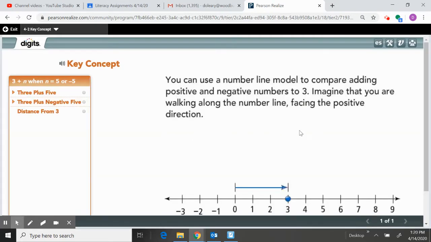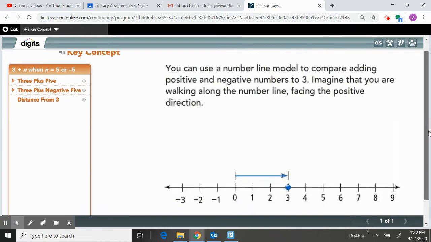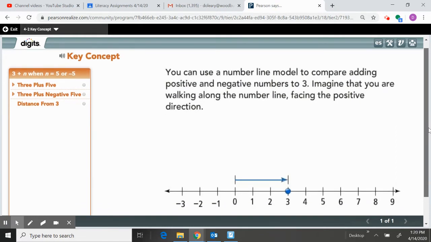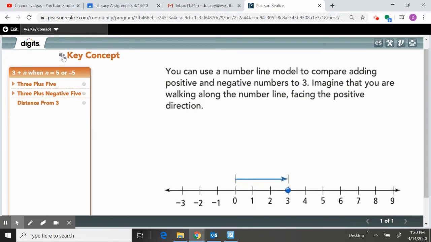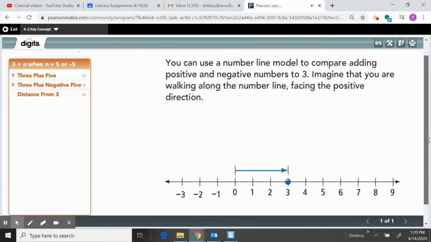Okay, so the key concept is going to walk us through a couple different things when it comes to positive and negative numbers. As it says here, you can use a number line model to compare adding positive and negative numbers to 3. Imagine that you are walking along the number line, facing the positive direction. So positive direction obviously is moving to the right. Negative direction is moving to the left.